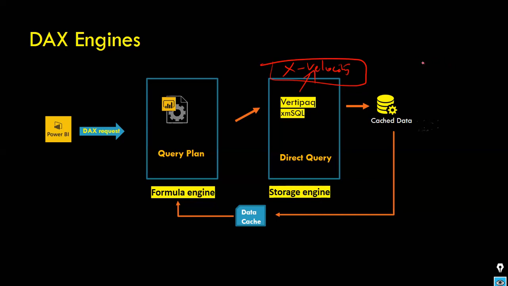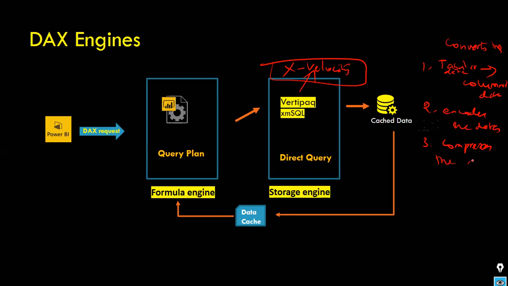The first one is it converts the tabular data into columnar data. The second task is it encodes the data. The third step is it compresses the data and loads it in memory.